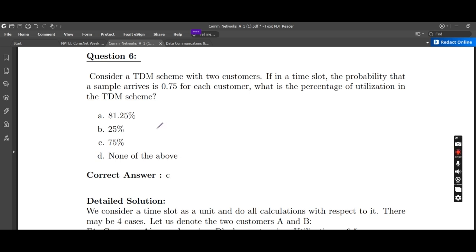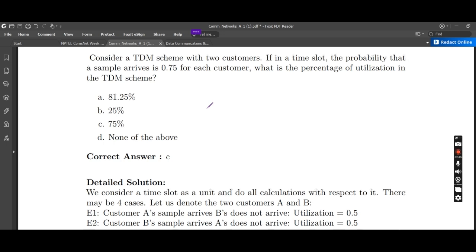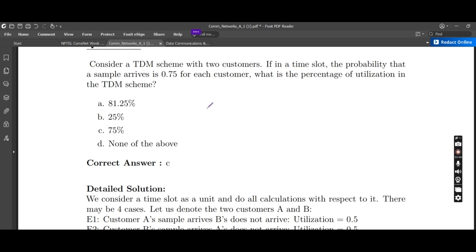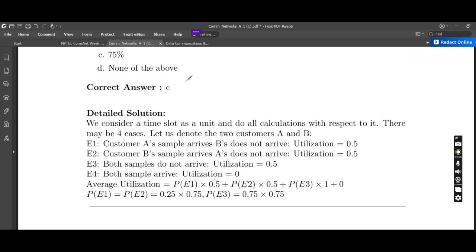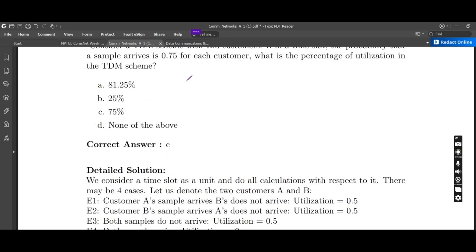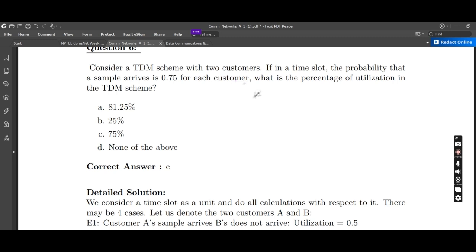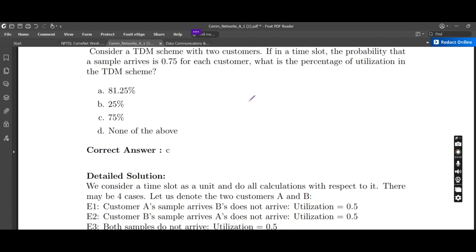So in the particular slot, if one of the customers presents a packet to be sent, then the time slot is utilized. If none of the customers are sending any packet, then the system is not getting utilized. So what this says is that if in a time slot the probability that a sample arrives is 0.75 for each customer, then what is the percentage of utilization in the TDM scheme?